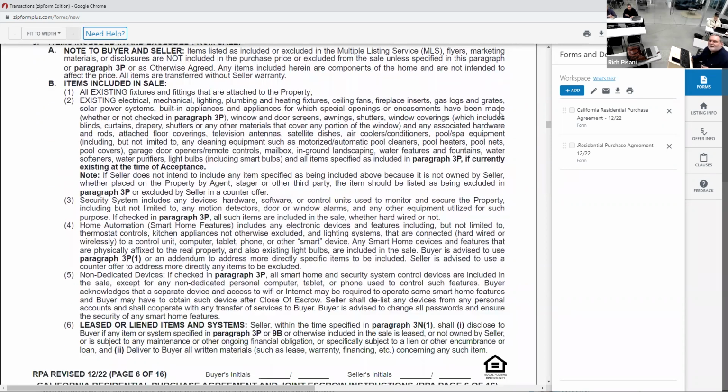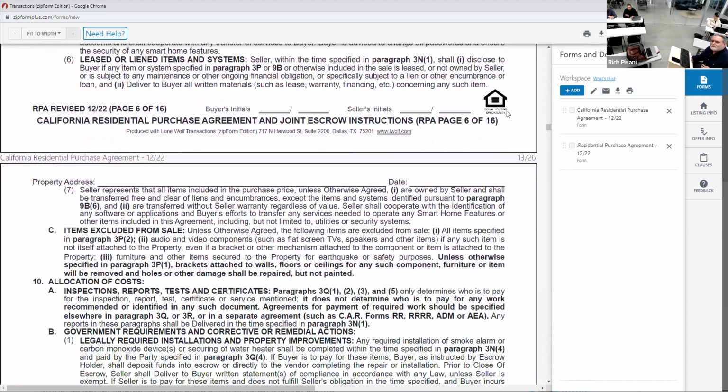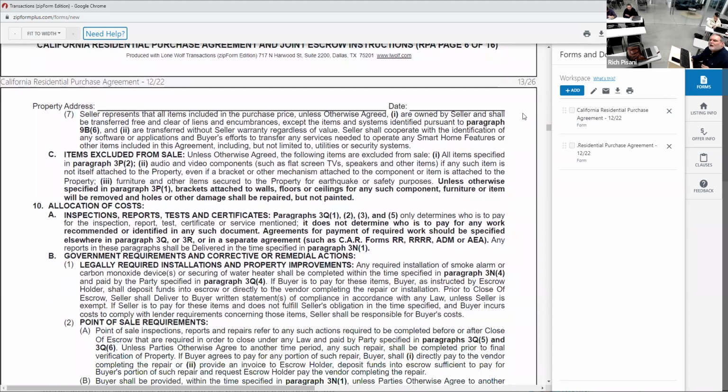Okay, it talks about items included and excluded, leased items, items excluded. Down here, usually the bold things, if it's attached to a wall, like a bracket attached to walls, floors, for any furniture or whatever will be removed, and the holes and other damage shall be repaired but not painted. That's how we deal with TV mounts: they're removed and patched, and that's it.